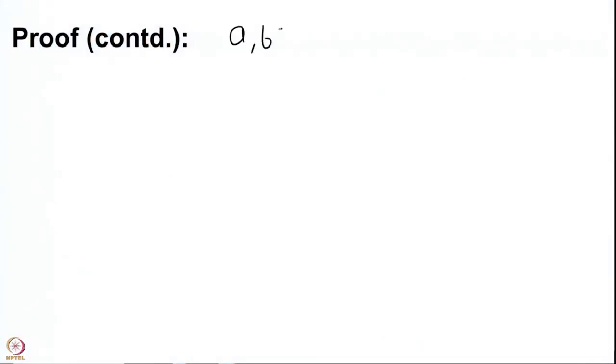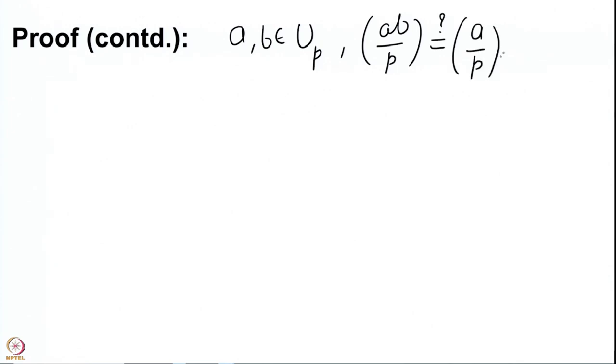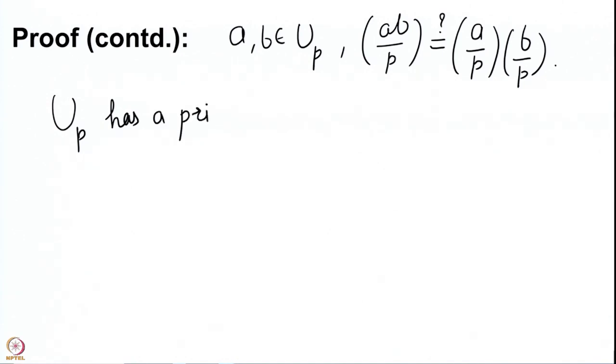A, B are in U_P and we want to check whether (AB/P) is the same as (A/P)(B/P). Now, we observe that U_P has a primitive root.